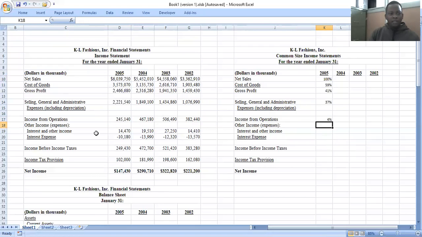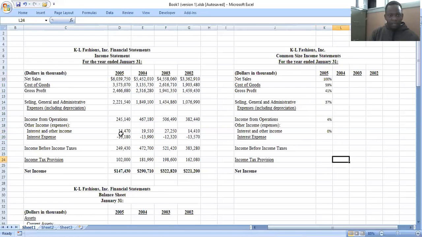And then for interest and other income, that is 14,470, the ratio shall be equal to the interest income divided by the net sales, which is 14,470 divided by net sales, that is 6 million. That gives us 0 point something percent, but rounding off it will give us 0%.